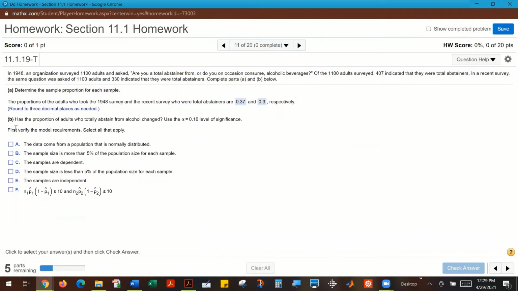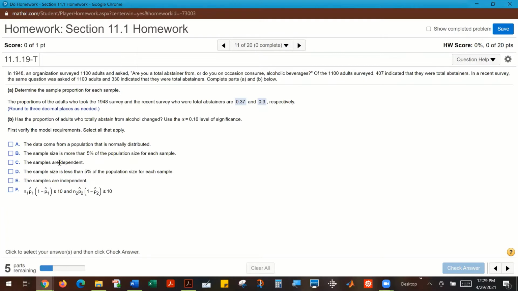Alrighty. So now you can see we are saying, has the proportion of adults who totally abstain from alcohol changed? And they want us to use the alpha level of significance as 0.10. But before we can get into those calculations, the first thing we have to see is, are we able to do hypothesis testing? So will our requirements be met over here?